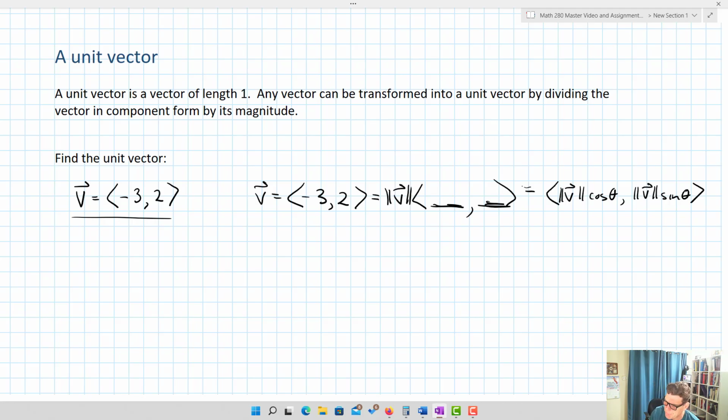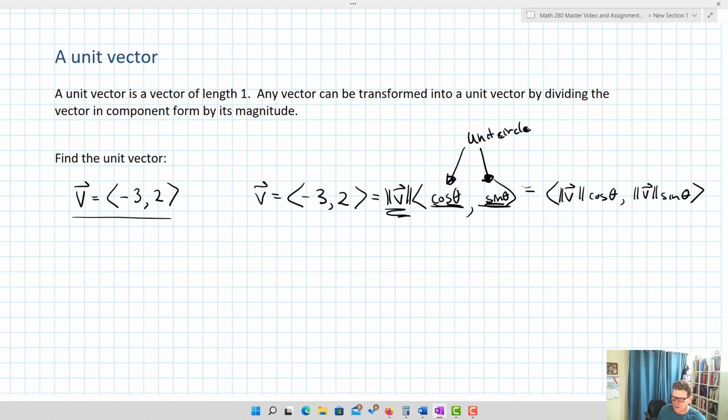So if I factor out the v, what I'm going to end up with is just the cosine theta and the sine theta. And these are from the unit circle, so they have unit length. That's the idea. So basically, I'm going to factor out the magnitude v, and the way that I do that is I basically just divide through by v.